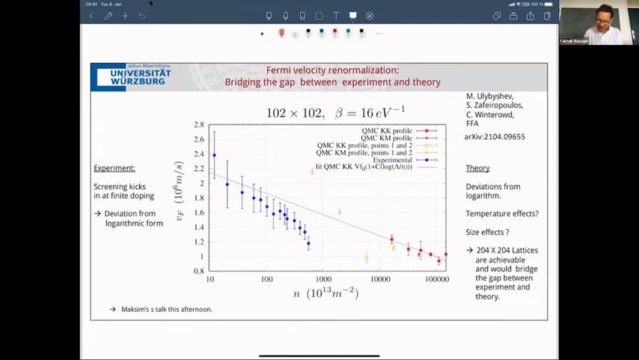And this is for 102 lattices, but Maxime is working on getting things running on 204 lattices, and also at lower temperatures. If these are size or temperature effects, we can get rid of them, then we will really get an overlap with the experiment. That would be rather amazing. That would open a lot of possibilities to gauge against other types of calculations, perturbation theory, etc. Okay, so this would be the first, more experimentally oriented part of the talk.